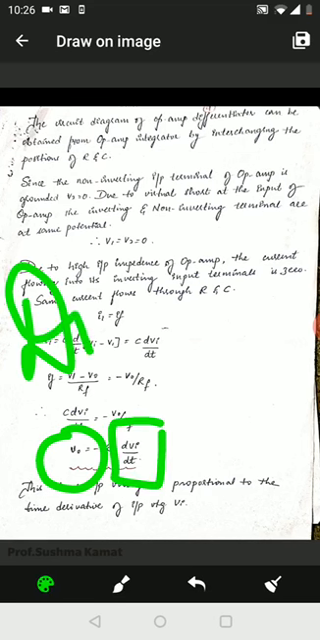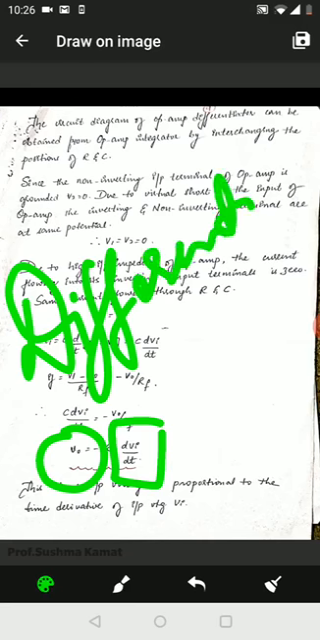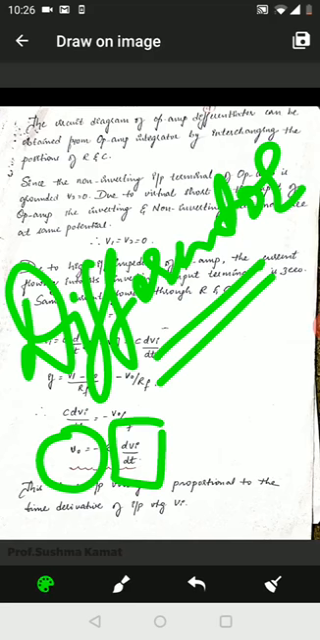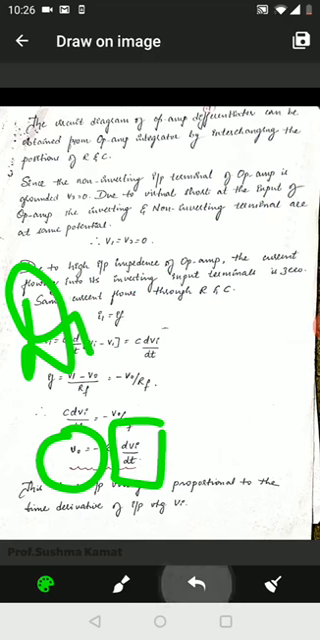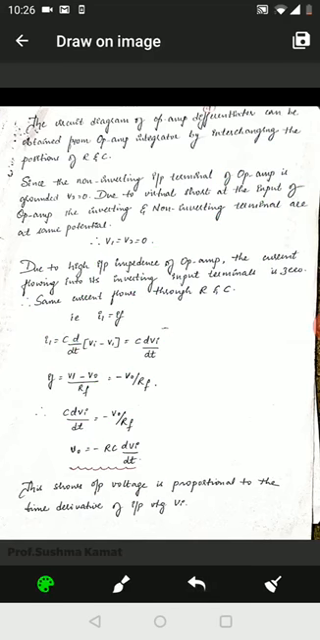Hence this particular derivation is for the differentiator. This is the differentiator and the previous one was the integrator. Hope the topics are clear. Notes have to be updated.